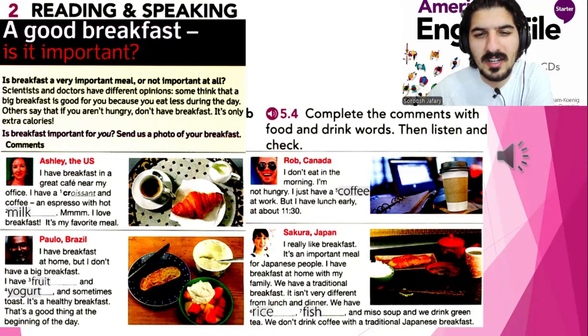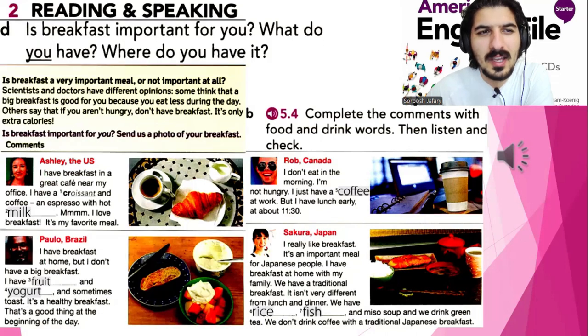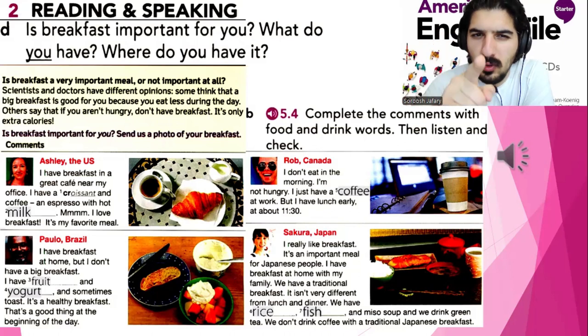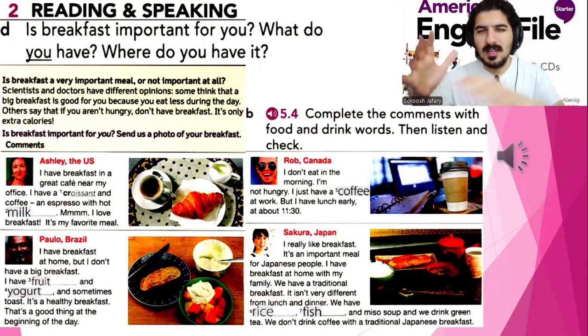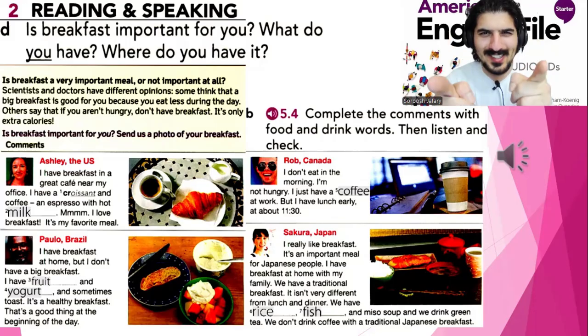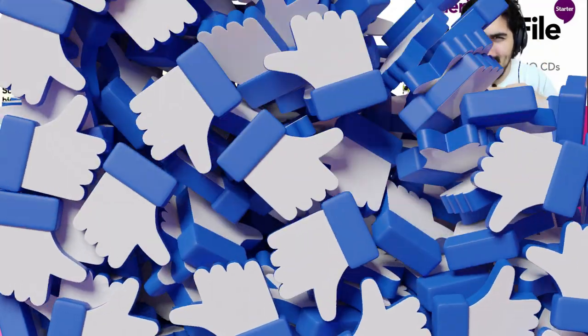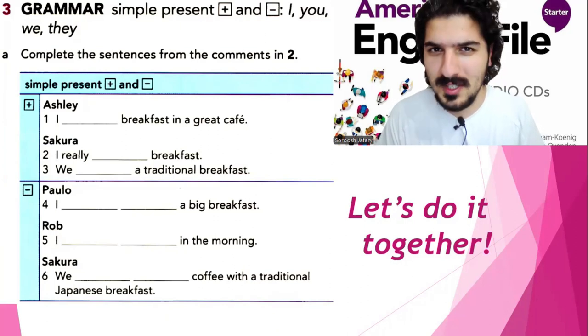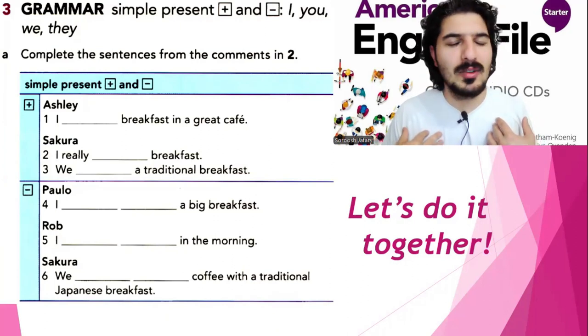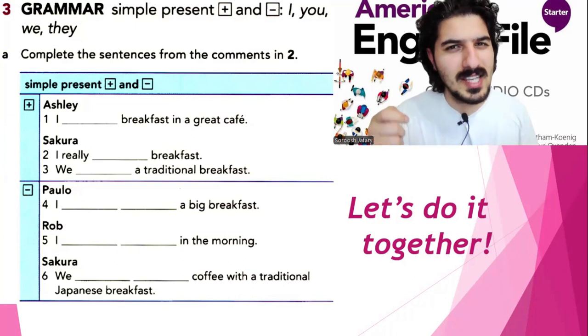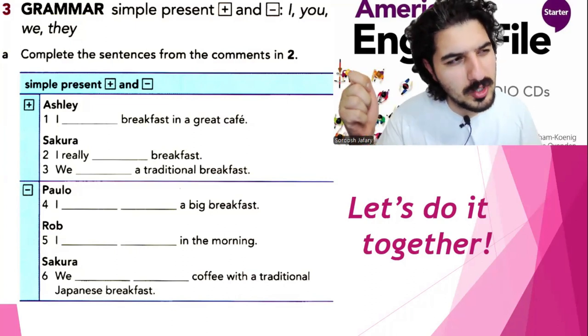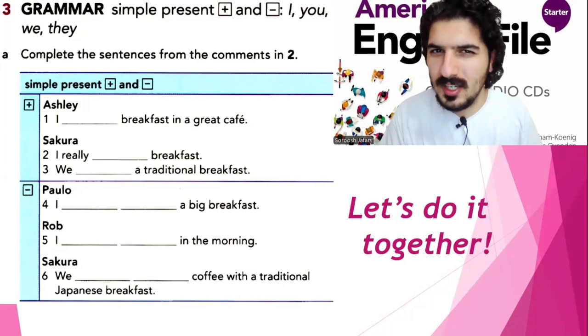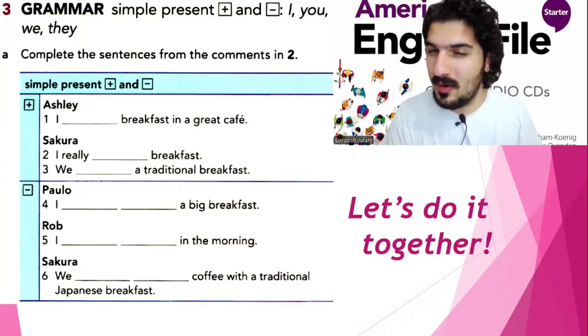Well done, very good. Now, is breakfast important for you? What do you have? Where do you have it? At home, at work, at school? Speak with your friends. Speak it out. Well, that was a very good discussion about breakfast. Personally, I don't have breakfast in the morning. I'll just have a cup of coffee and I go directly to work. What about you? Very good.